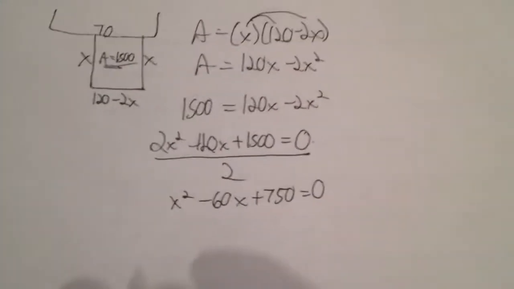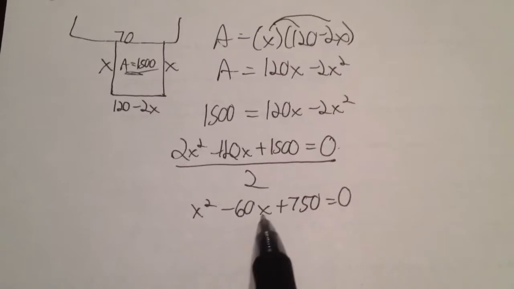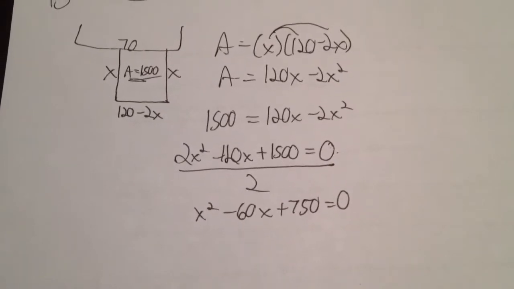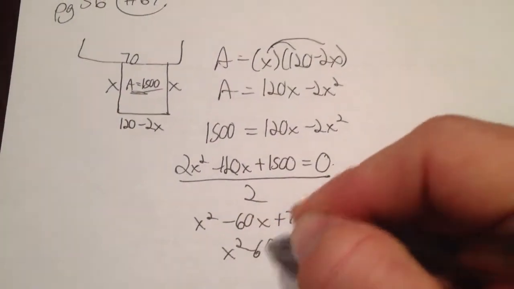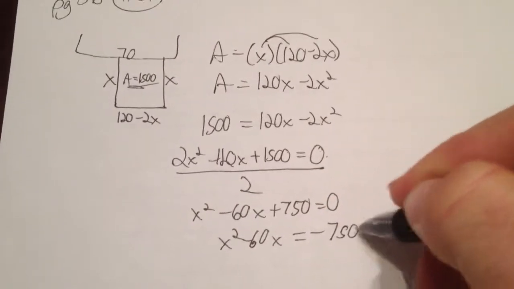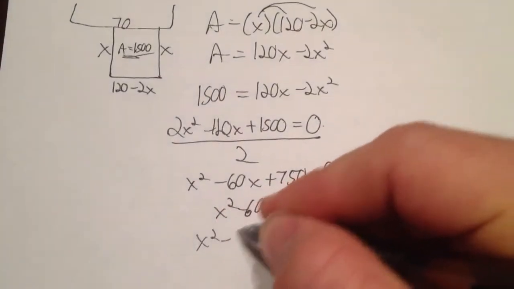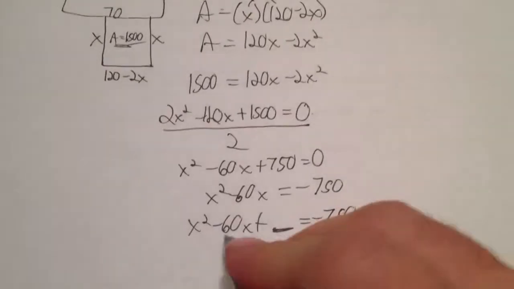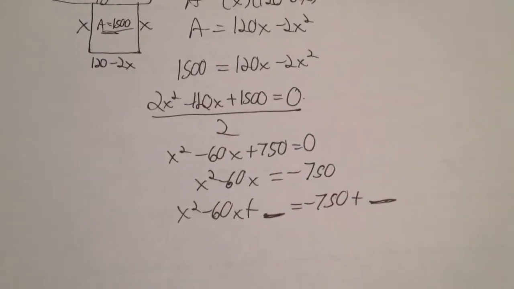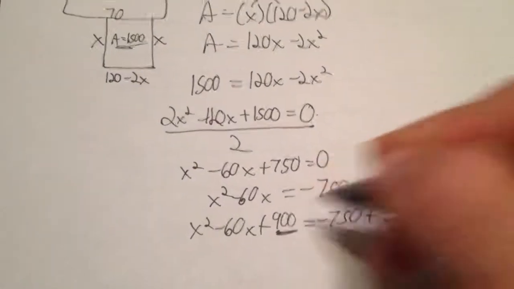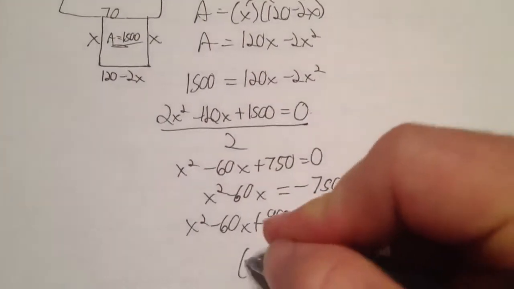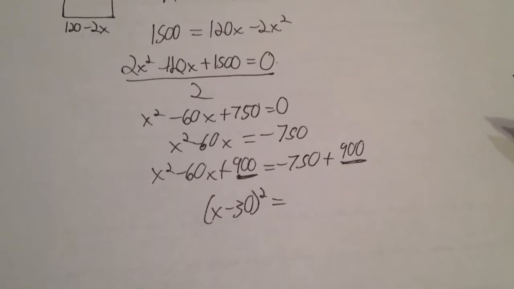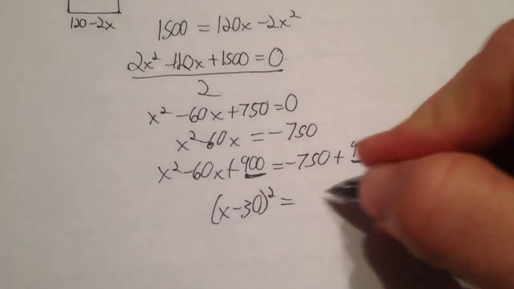You could do the quadratic formula now, or completing the square, because this is x squared and this is divisible by 2. I think completing the square would probably be easier, so that's what I'm going to do. So if I move the 750 over to the other side, I'm going to try to make the left-hand side a perfect square. If I take 60 divided by 2 and square it, you get 30 squared. 30 squared is 900, which is what you add to both sides. On the left, this makes x minus 30 squared a perfect square. On the right, negative 750 plus 900 is going to be 150.